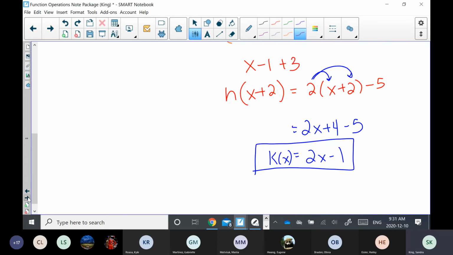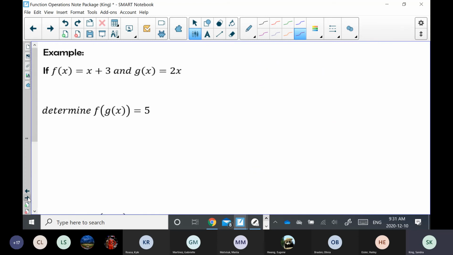Okay, we've got one last question to get through, which is this one right here. If f of x is equal to this, and g of x is equal to this, please determine the f of g of x, which is equal to 5. So how do we do this? We do the same thing we've always been doing, and we start with this inner equation. My inner function is g of x, which is 2x. That is going to be input into this outer function, which is f. They want this, though, equal to 5.